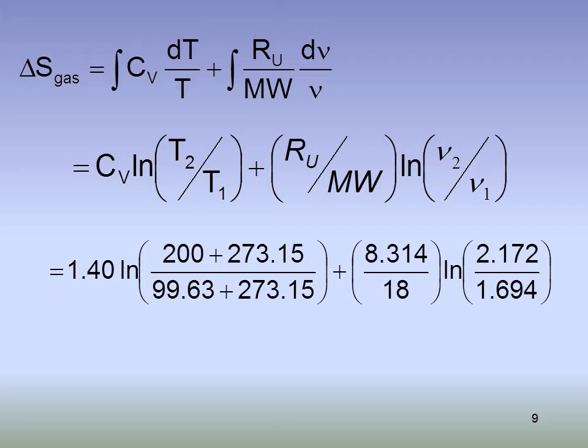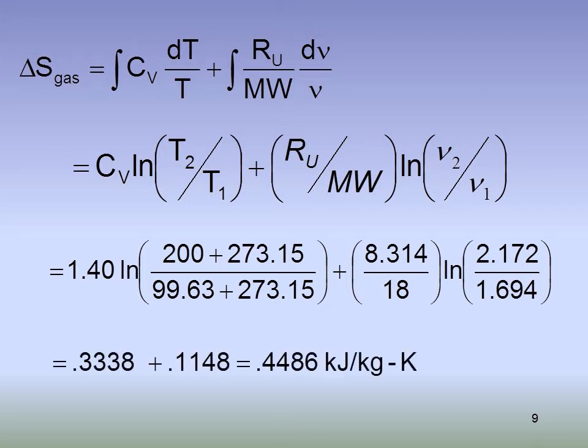In order to do this, of course, you'd have to find the volume at the higher temperature. And to do that, you would use the ideal gas equation. So a few calculations involved here. I suggest, again, you stop at this point, go through the calculations, and find this total. If I add those two terms together, then delta S of the gas going from the first temperature to the second temperature is equal to 0.4486 kilojoules per kilogram K.